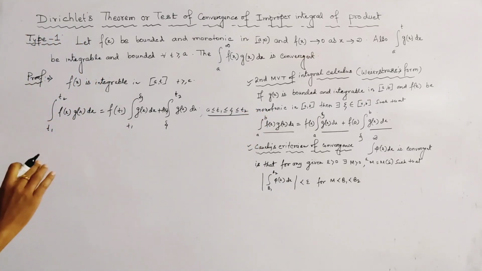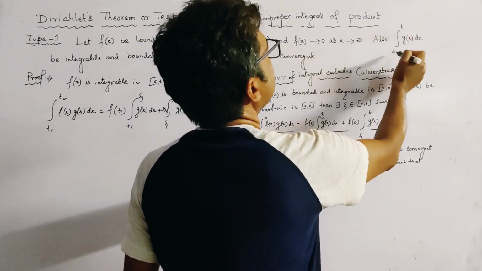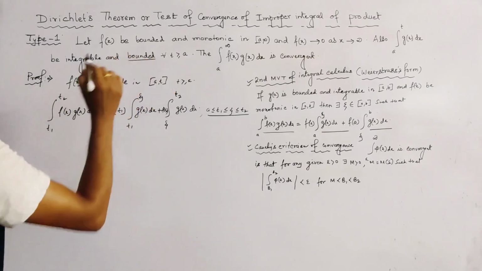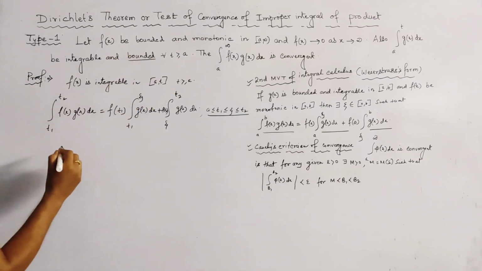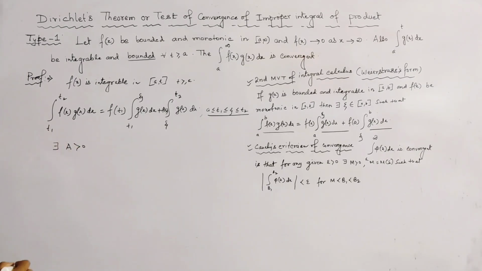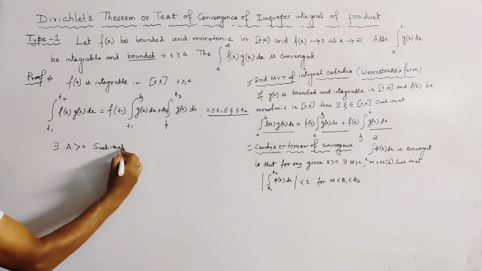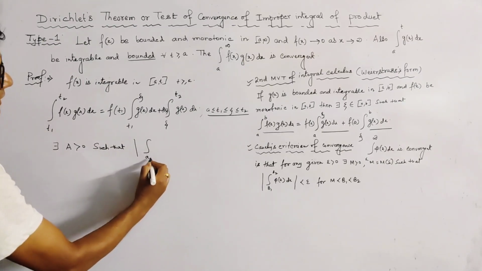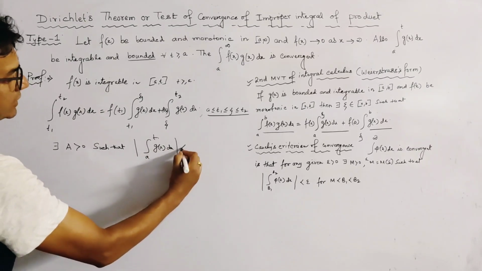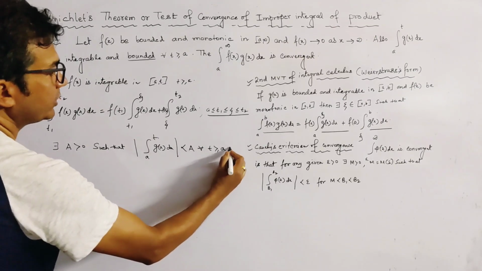Now also it is given that integration a to t g(x) dx is bounded and integrable. Okay, so there exists a capital A greater than 0 such that the modulus of integration a to t g(x) dx is less than capital A for all t greater than or equal to a.